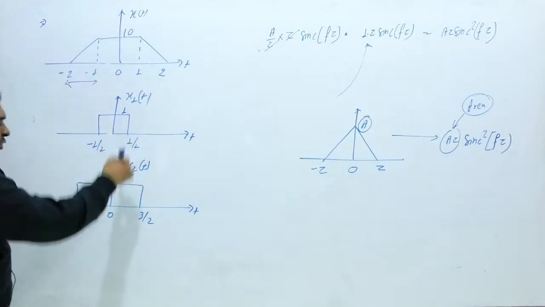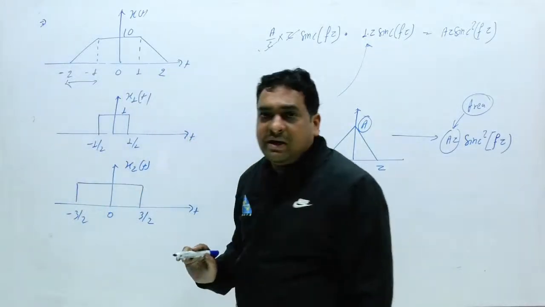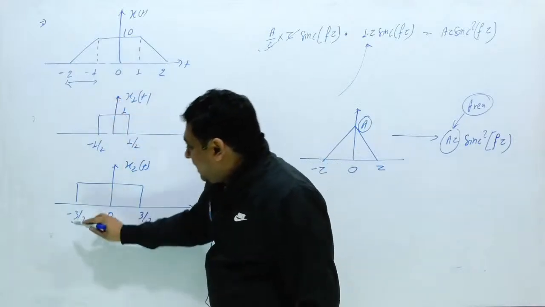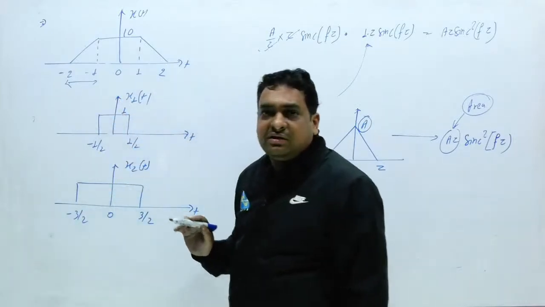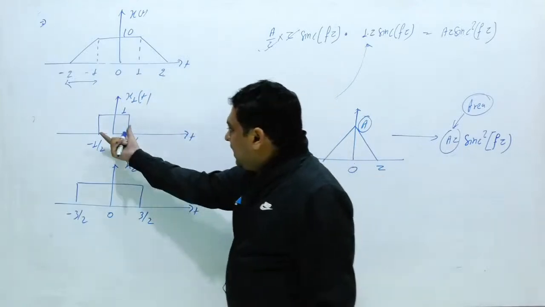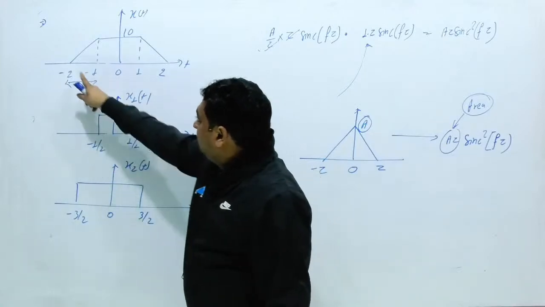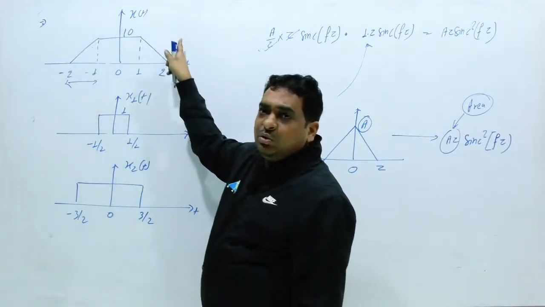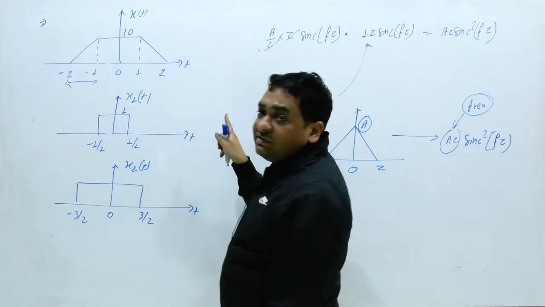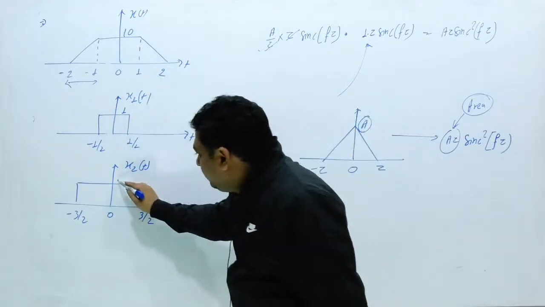So what will be the convolution of these two? Convolution will start from minus 3 by 2, minus 1 by 2, minus 3 by 2, 1.5, minus 0.5, minus 2, and it will end at 2. This is correct. When you overlap here, for 1 second you will get the slope, for the remaining 2 seconds you will get constant, and again at 1 second you will get the down slope. This answer is correct.